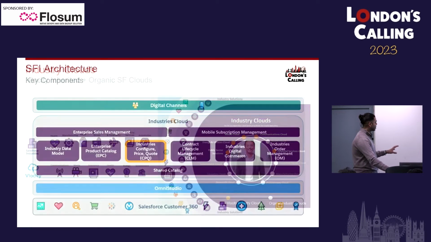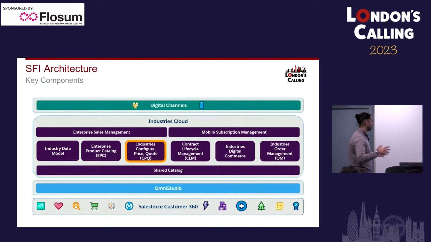So what does the typical architecture look like? This is a diagram which most of you should be able to correlate. If you see, you've got your Salesforce Customer 360 platform right at the bottom. You've got your Sales Cloud, Service Cloud. So Salesforce Industries is on top of Salesforce. You need the core Salesforce platform. You need Sales Cloud. You need Service Cloud. And then you've got the industry icon there.